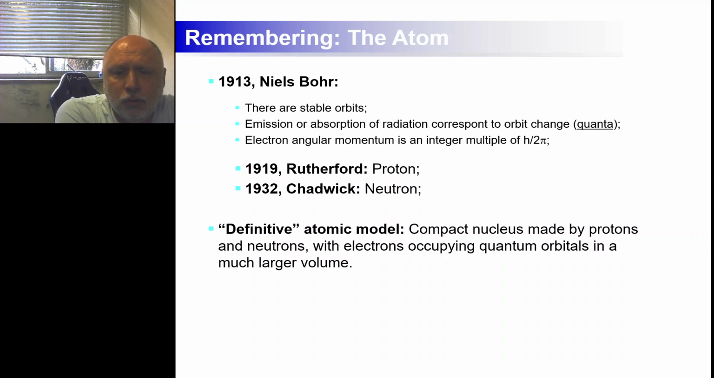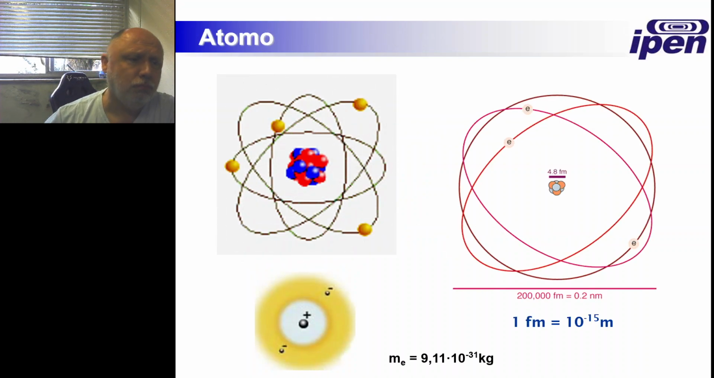So you have a compact nucleus made by protons and neutrons, no electrons in the nucleus, and you have electrons that occupy the quantum orbitals. So essentially the atom is almost empty, with a very, very small nucleus in the middle with protons and neutrons, and in all this empty space you have electrons traveling through it. Perfect. So this is what, not really the Bohr model, but it's a very good approximation.